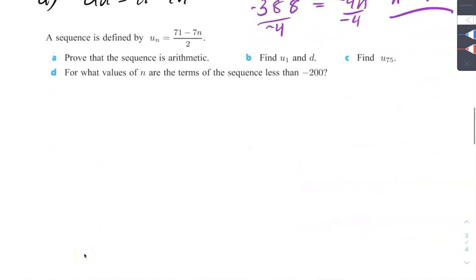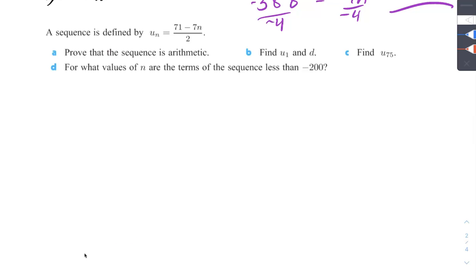Next one. Prove the sequence is arithmetic. Now, so this time it's a little different. They gave us this. So prove the sequence is arithmetic. We actually got to find our first term, our second term, and probably our third term to show that it's arithmetic all the way through. So our first term is plug in 1. So 71 minus 7 over 2. That equals 64 over 2, which is 32.